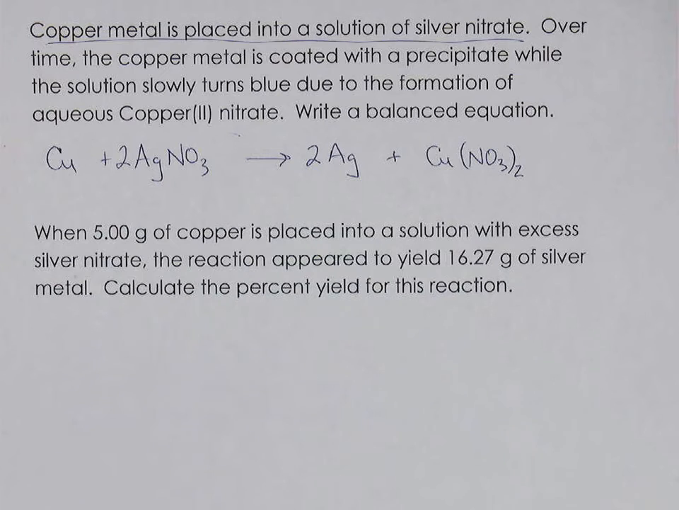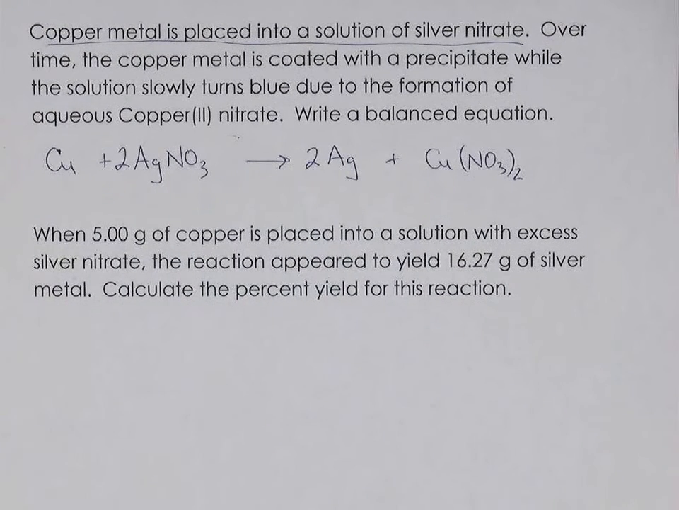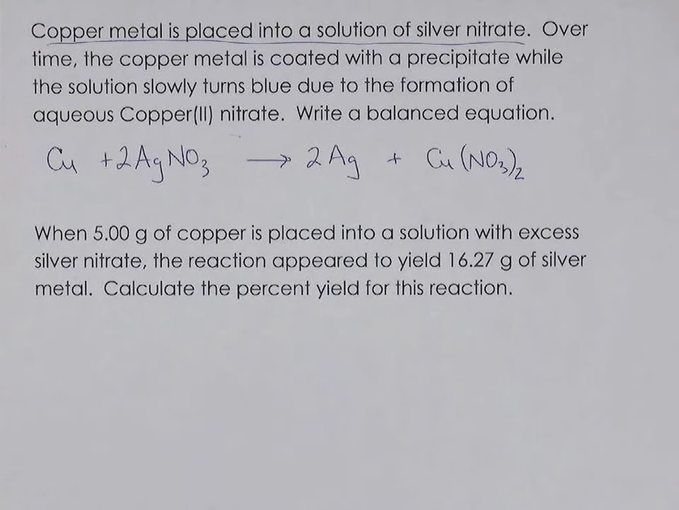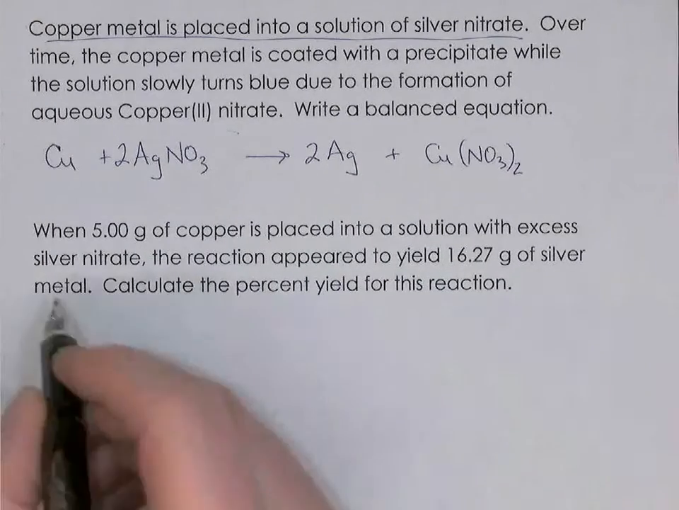So there's more than enough silver nitrate to react. The copper will be used up completely. The reaction yielded 16.27 grams of silver metal. Now, what does that number represent? That's the actual amount that we made. That's the experimental yield. So calculate the percent yield for the reaction.